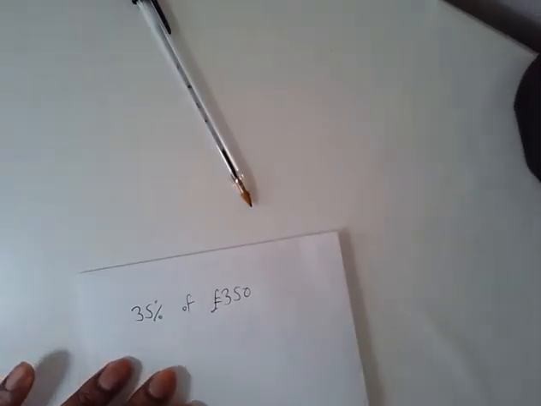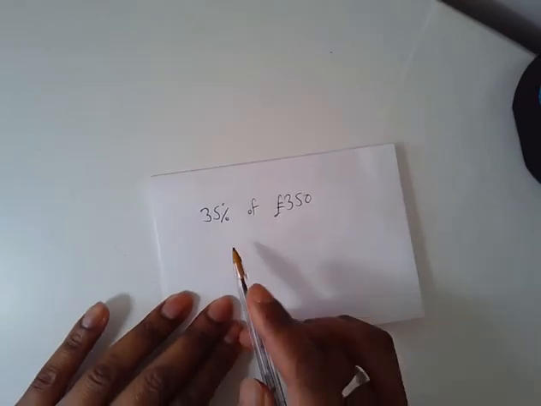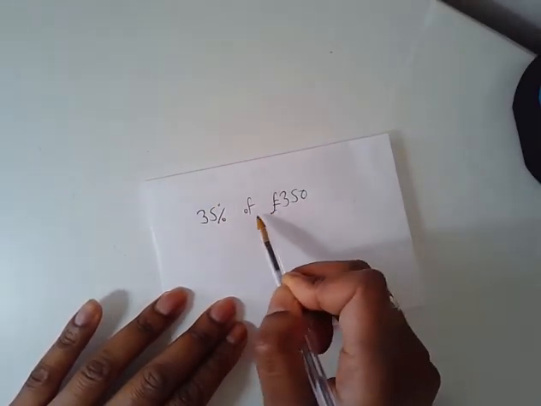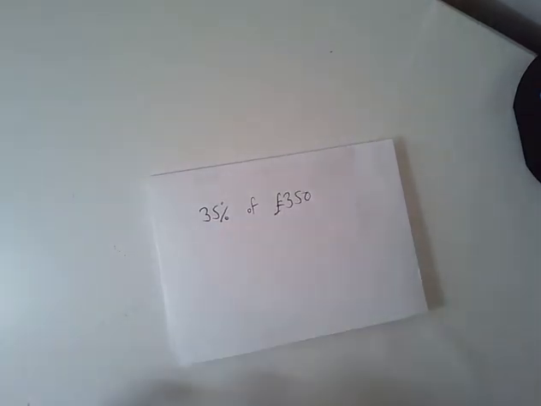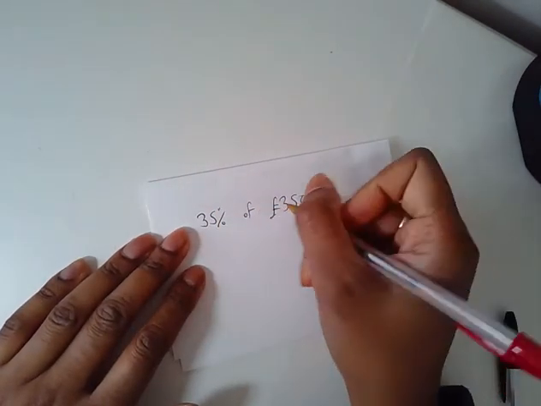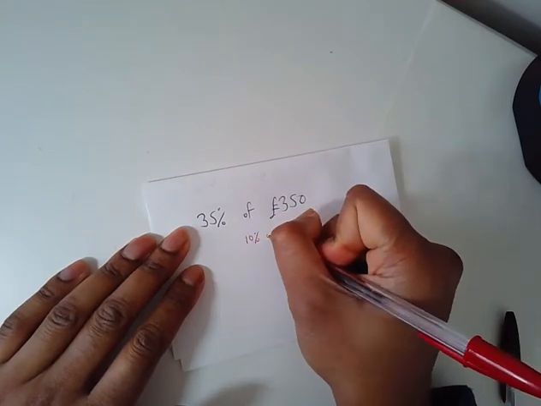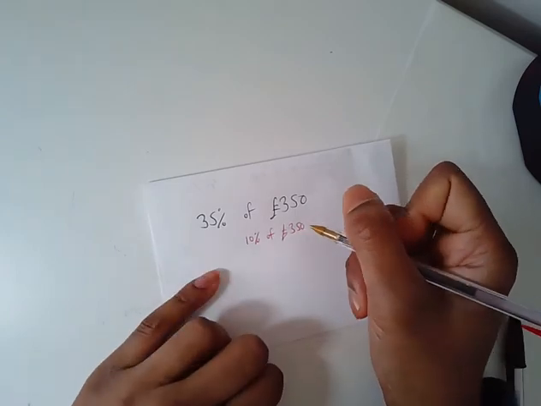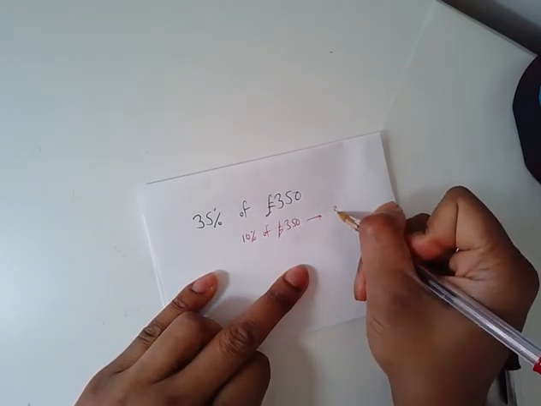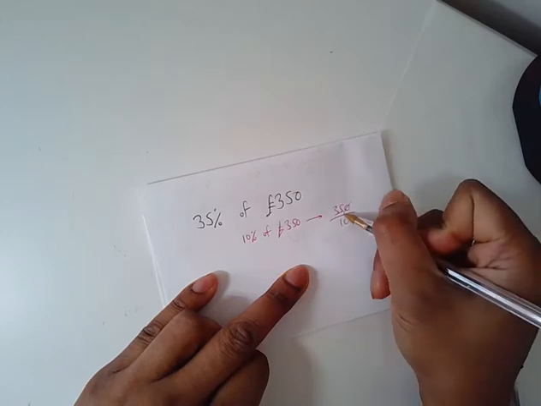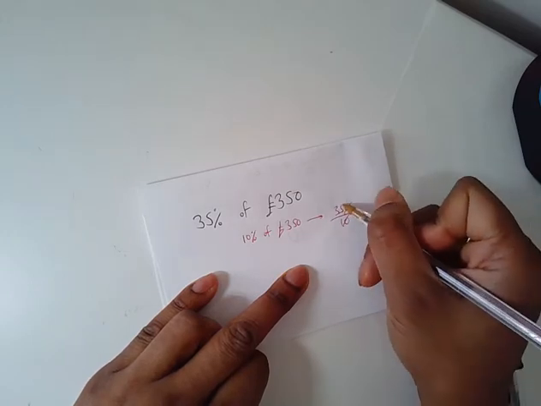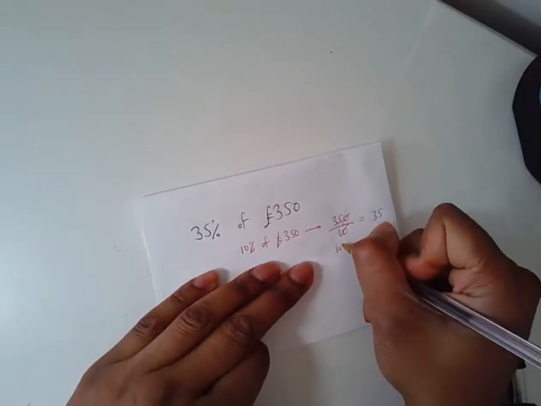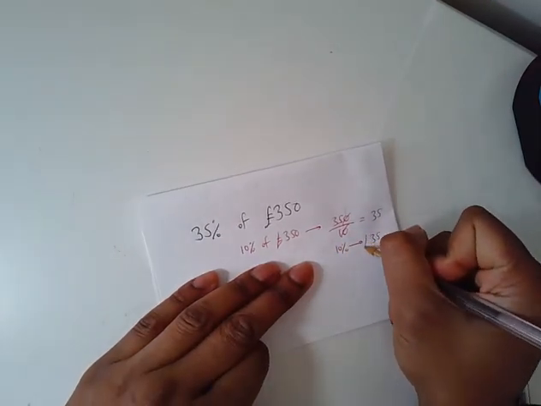Let's do this question. It's not 250, it's 350 now. First of all, 35% of 350. Don't do 350 divided by 35. First things first, you are going to work out, as usual, 10% of £350. That's the same as doing 350 divided by 10. How many 10s go into 350? 35. So 10% is worth £35.